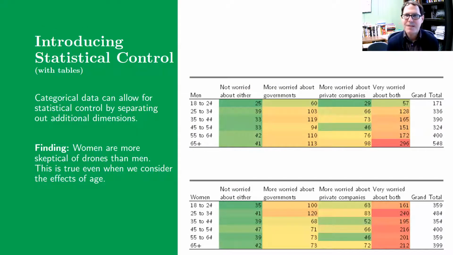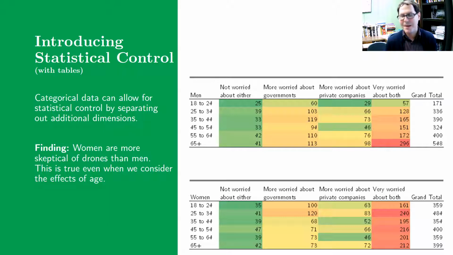I separated my men row and my women row out into a table of men and a table of women, in which I added a dimension of age. So now I'm looking at three variables. I'm looking at the are you worried variable, I'm looking at age, and I'm looking at gender. And because I've got, I don't know, what is that, 4 columns and 6 rows, that's 24 cells that compare across 2 tables. That's really messy.